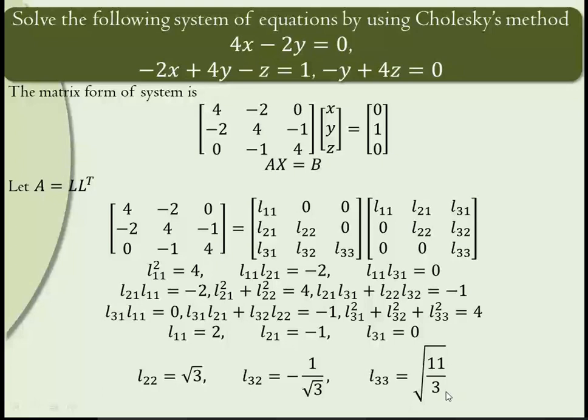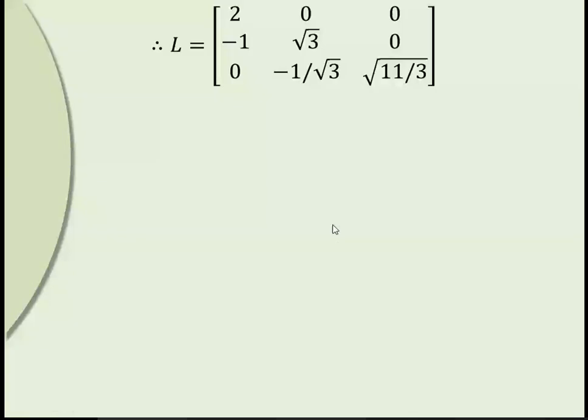Now what to do? Put all these L values back into this matrix L. So that lower triangular matrix becomes 2, 0, 0, -1, root 3, 0, 0, -1 by root 3, square root of 11 by 3.